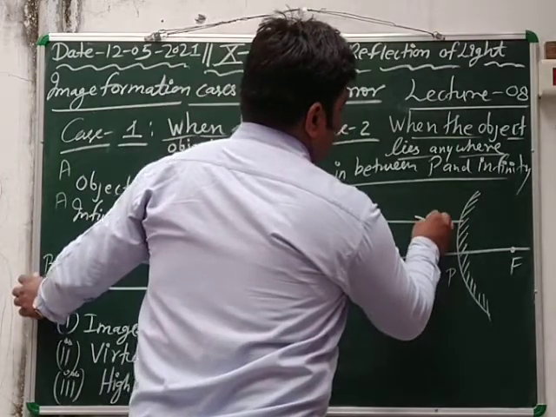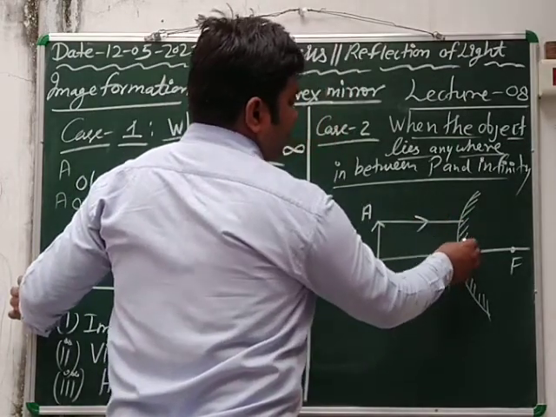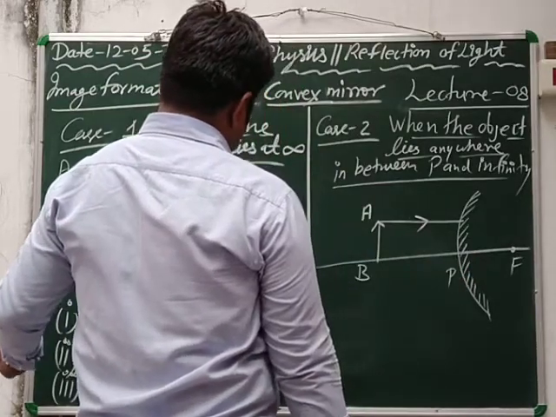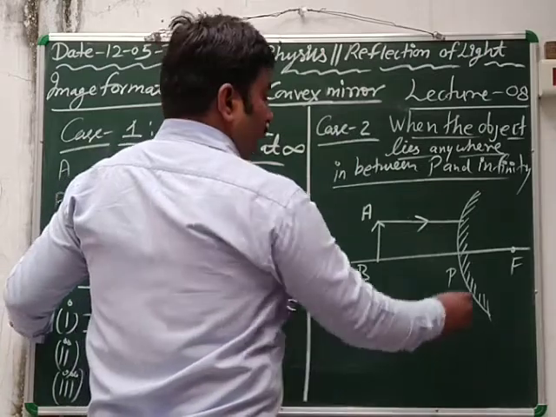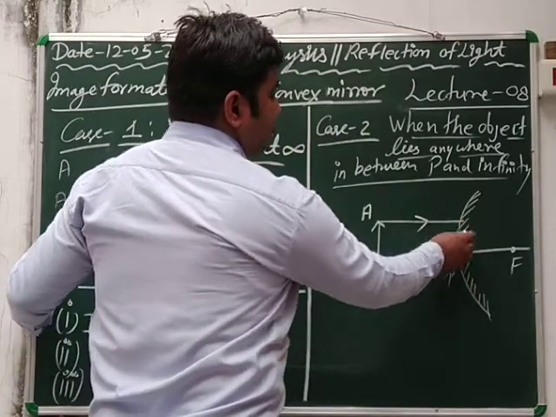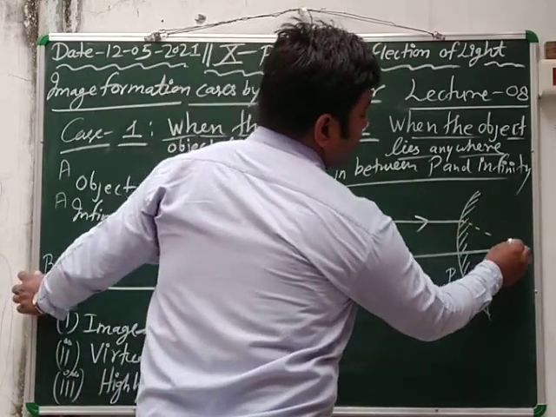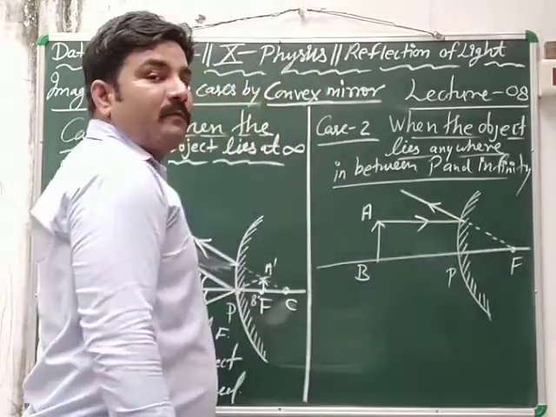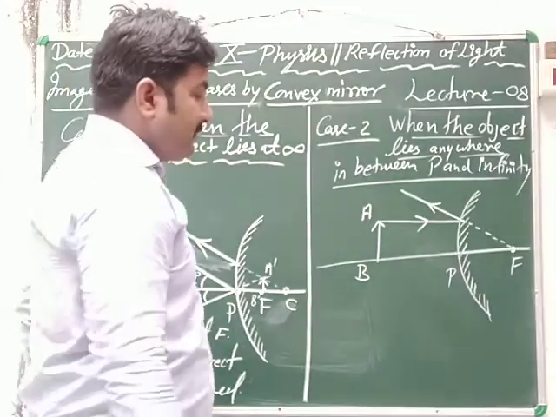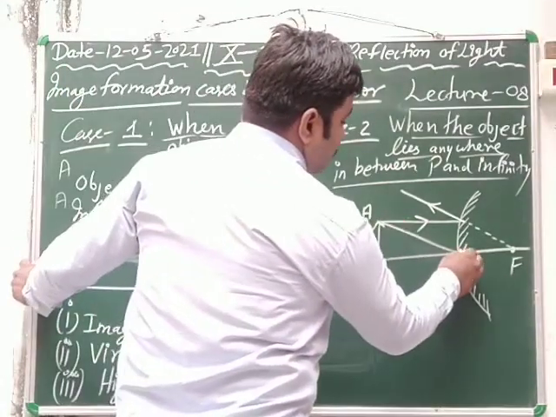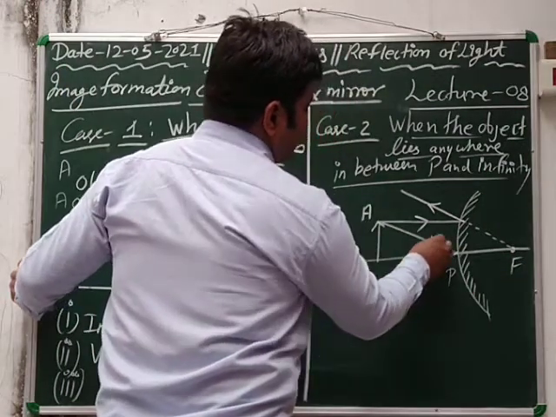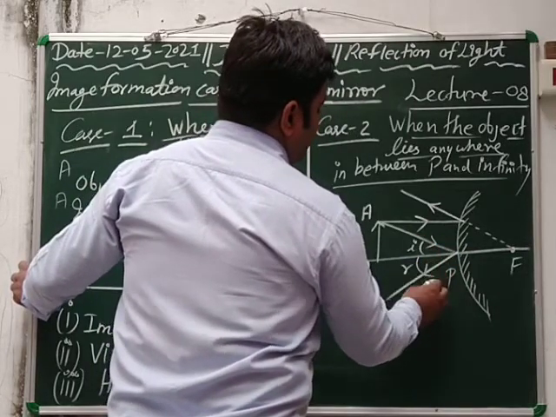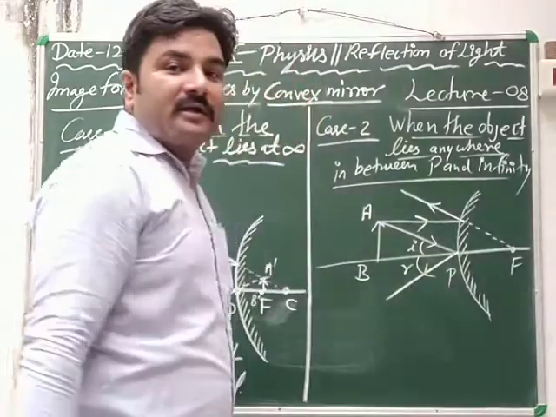and the two rays taken in such a way that one comes parallel to the principal axis, then after reflection appears to come from focus. The second one is incident at pole, and after reflection follows the laws of reflection, that is angle I is equal to angle R. Clear? Angle I is equal to angle R.